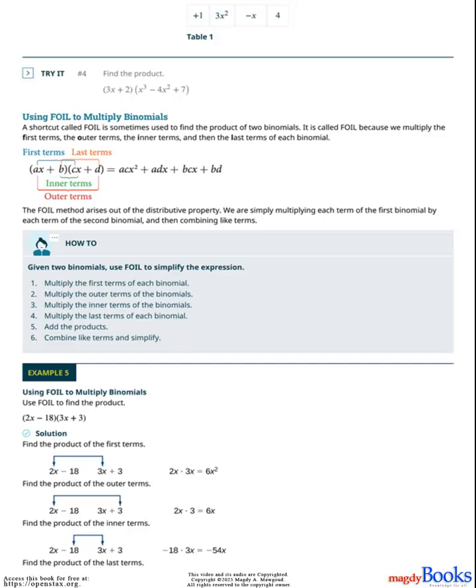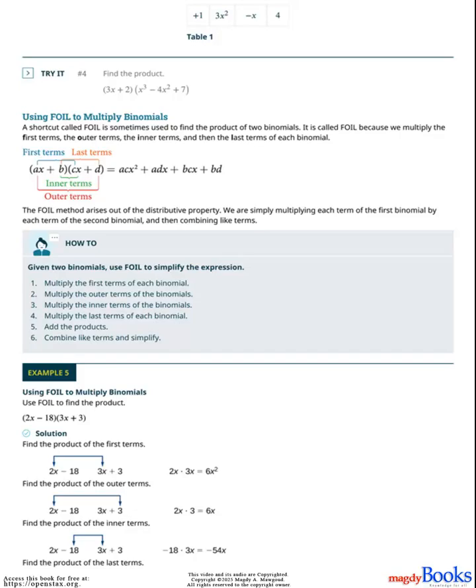Try it number 4. Find the product (3x + 2)(x³ − 4x² + 7).